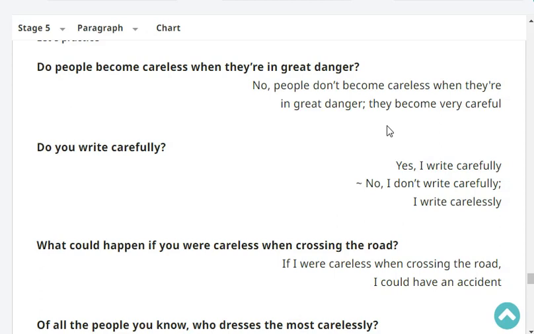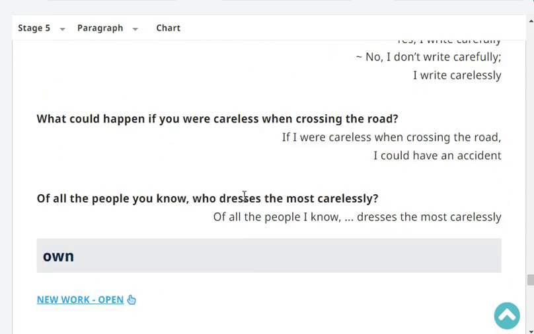No, I don't write carefully. I write carelessly. What could happen if you are careless when crossing the road? If I were careless when crossing the road, I could have an accident.